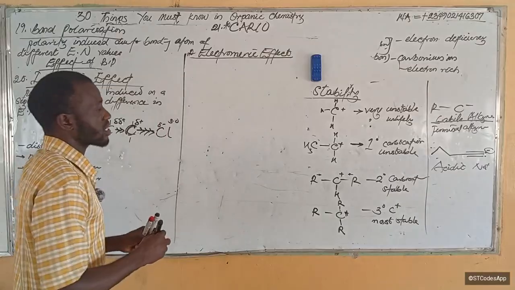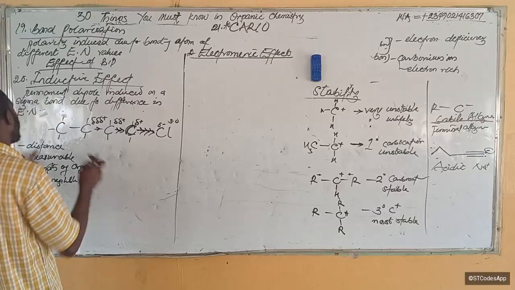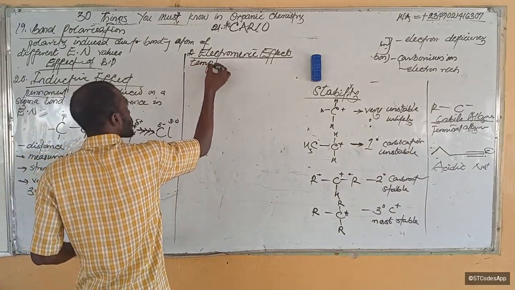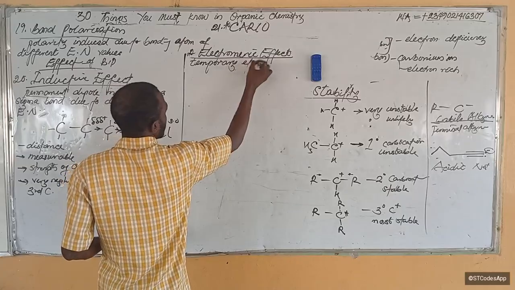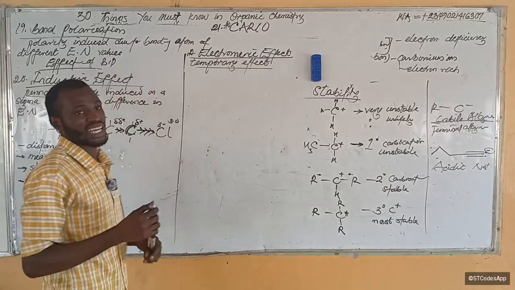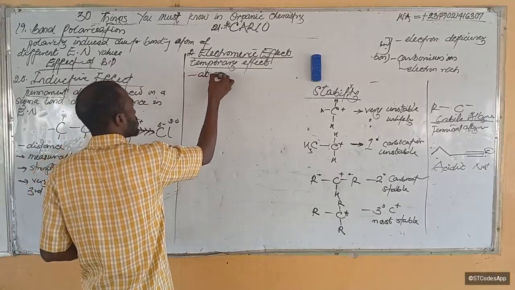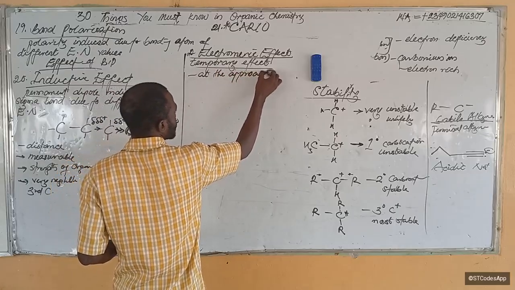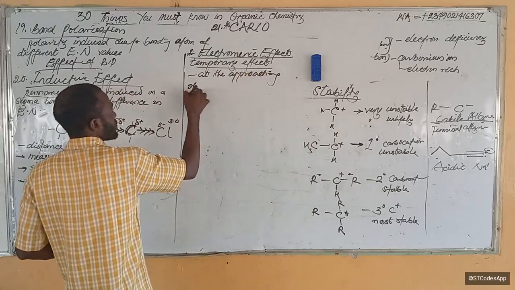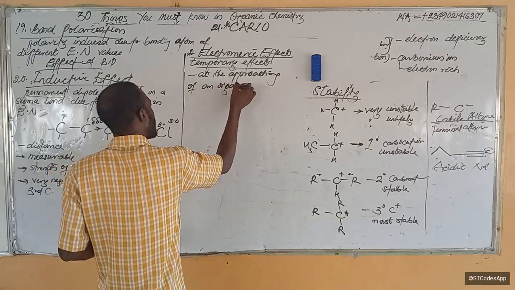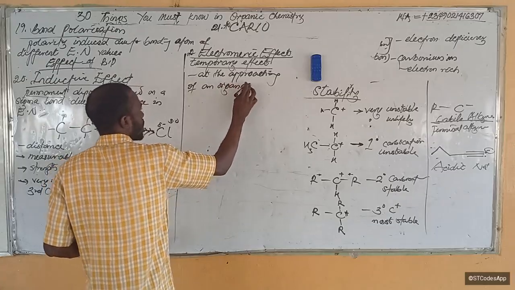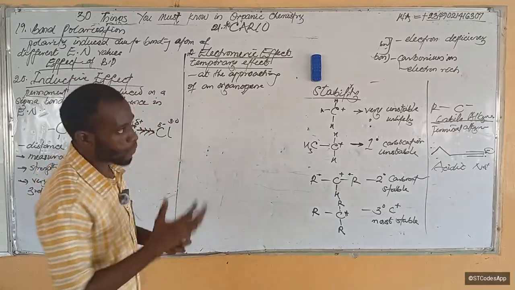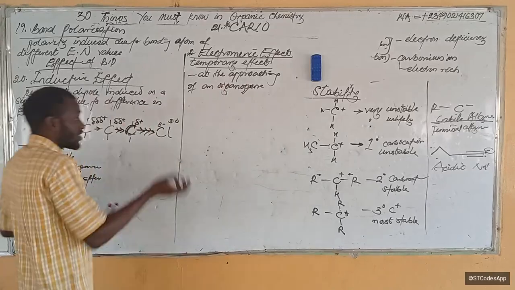Now, inductive effect is a permanent effect. Electromeric effect is a temporary effect. Why is it a temporary effect? It's temporary because it only happens at the approach of an organogen. So this thing only happens when an organogen approaches. An organogen is the group that wants to react with this one, or that is already reacting with it.